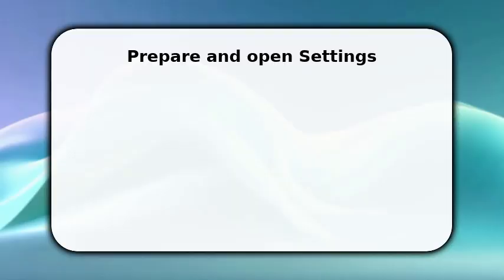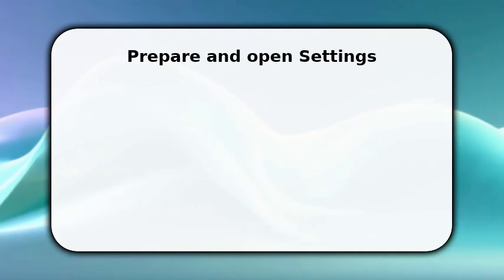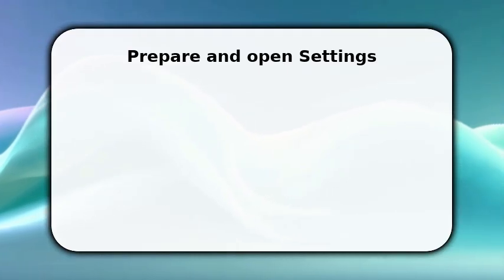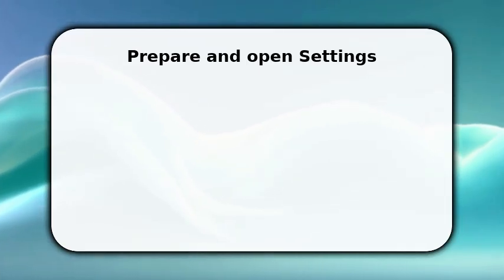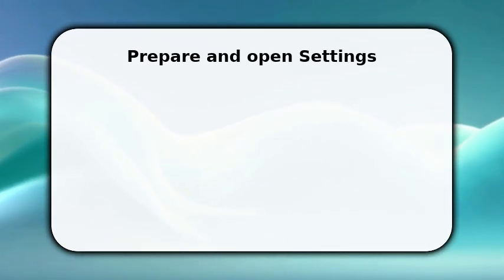You start by ensuring the phone is unlocked and has enough battery. This prevents interruptions during system changes. Once done, open Settings and go straight to Display. This is where Theme controls live.